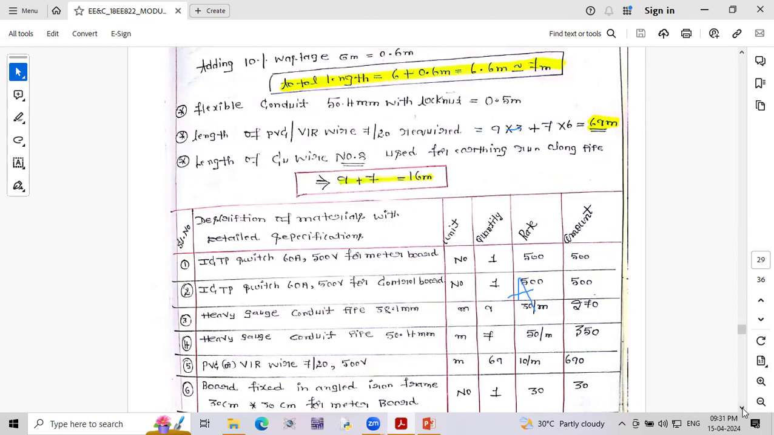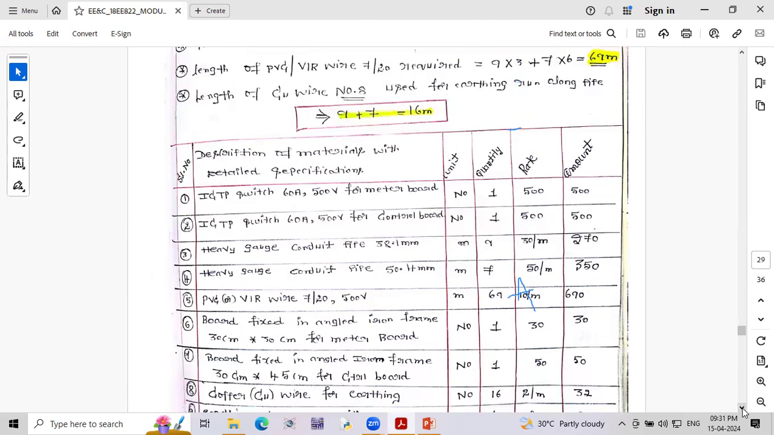Now one by one, let's list out the components: serial number, description of the material with detailed specification, unit, quantity, weight, amount. First one, ICTP switch 60 ampere 500 volts for meter board. Unit is number, quantity 1, rate 500, total amount 500. ICTP switch 60 ampere 500 volts for control board, meter board and control board only, so this is 500. AV gauge conduit 38.1 mm, 9 meters, 30 rupees per meter, total 270. AV gauge 50.4 mm conduit, 7 meters is enough, 50 per meter, total 350.